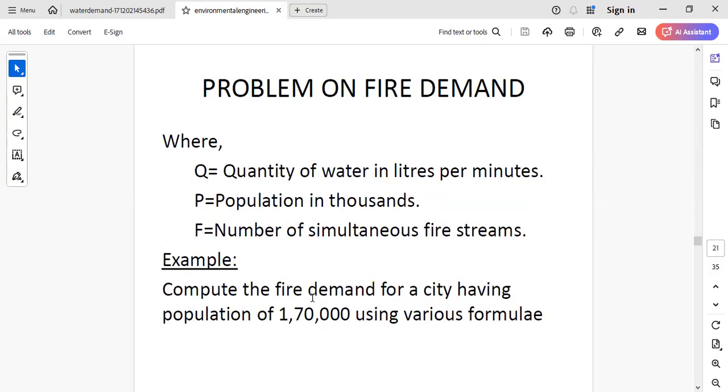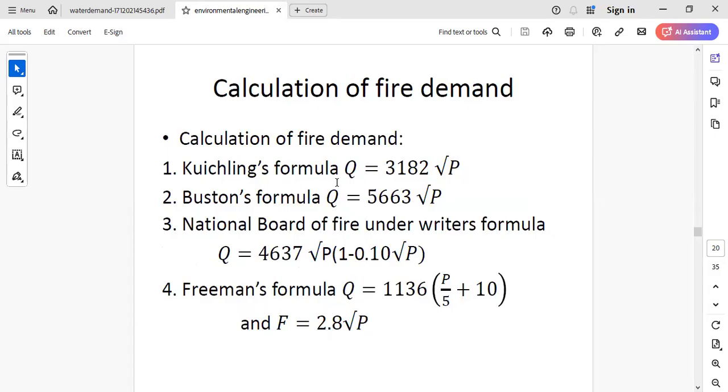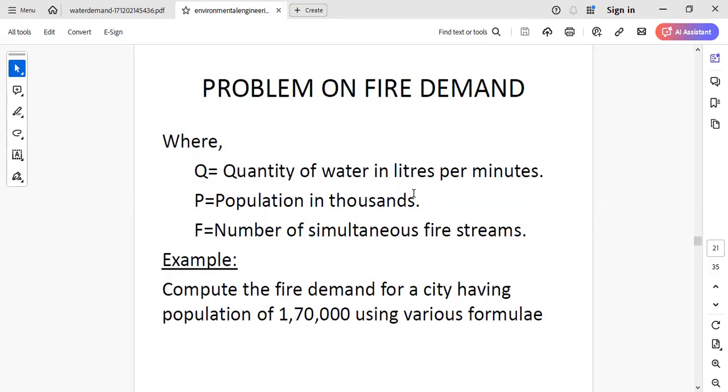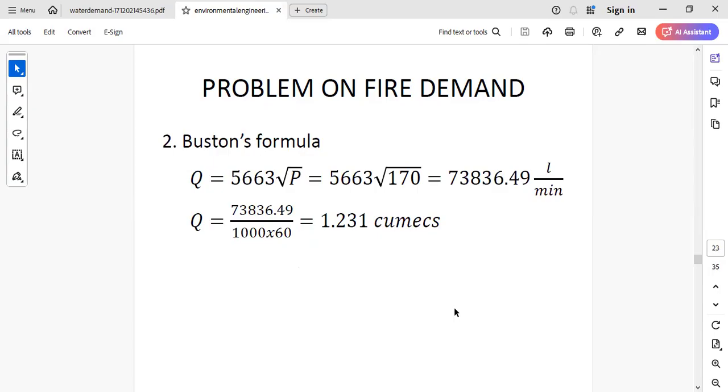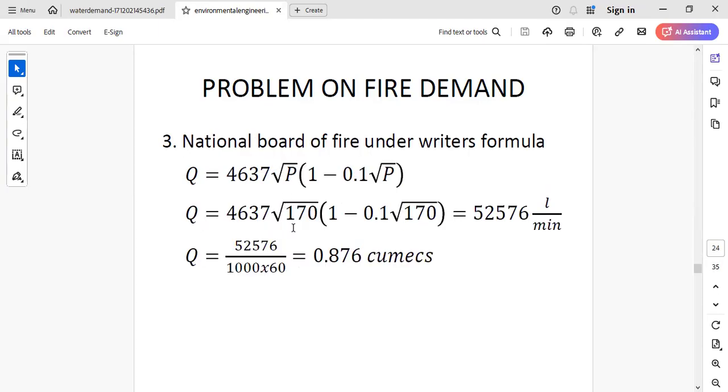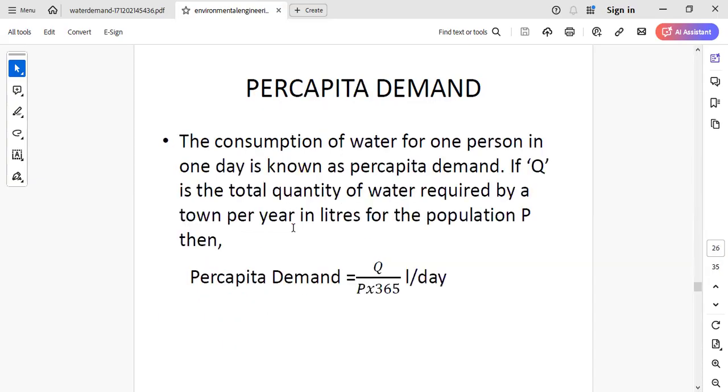Here you can see this formula, Freeman's formula: Q equals 3182 square root of P, where Q is the rate of flow, P is the present population in thousands, and F is the number of simultaneous fire streams. Here the population is given as 1,70,000, so in thousands. Michelin's formula is 318 square root of P. You see how much water is required. Like that, you can solve this problem by applying the formula and substituting the values. You will get how much water is required for fire demand.